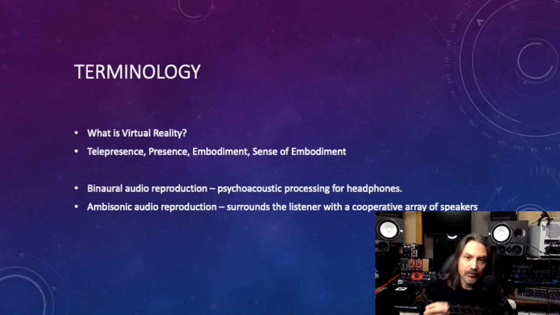In contrast, ambisonic audio reproduction surrounds the listener with a physical array of speakers working cooperatively to localize sounds. In the case of my own dome, this is achieved through the use of 26 speakers. Even when sounds seem to be very localized in the dome, the entire array is involved sonically.